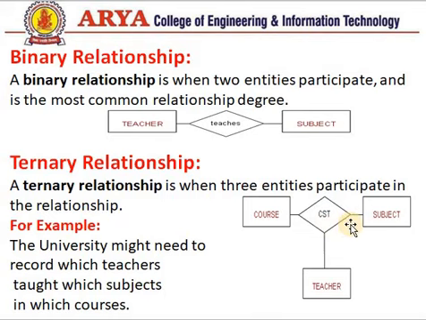This ternary relationship CST contains three different entities: course, teachers and subjects.